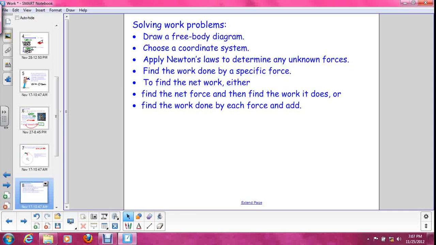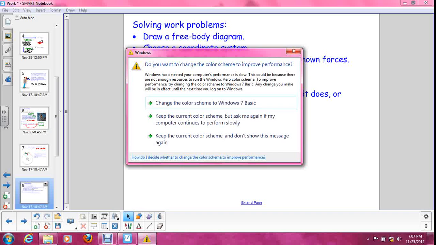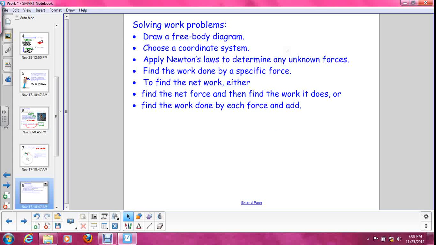So when you're solving work problems, do these steps. It will help make everything clearer, hopefully. The first thing you want to do is draw a free body diagram. You need to choose your object and draw a free body diagram of all of the forces acting on that object. Then you choose a coordinate system, and that means choose an x and y axes. Most likely your x will be horizontal and your y will be vertical, but that doesn't have to be the case. You can turn it to fit whatever is convenient for your problem.